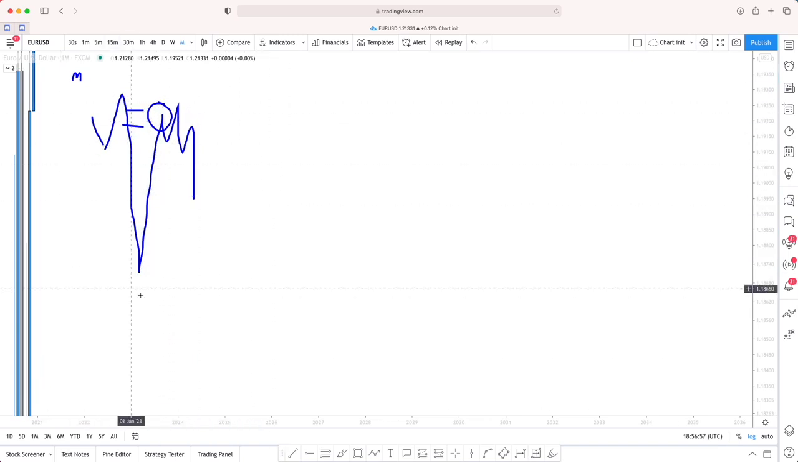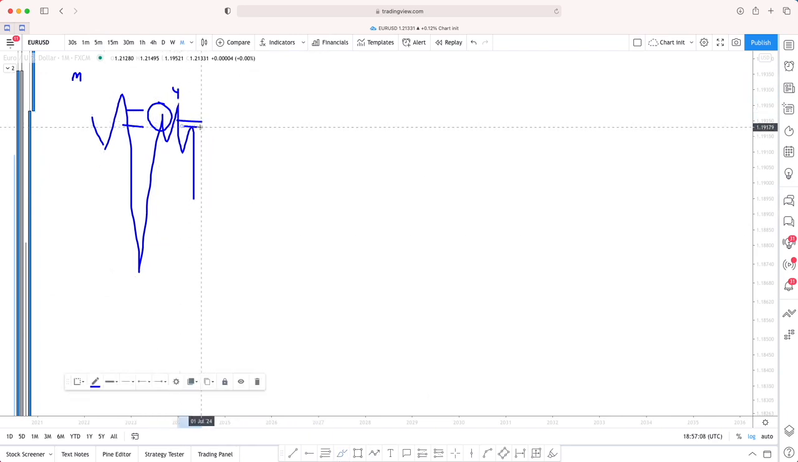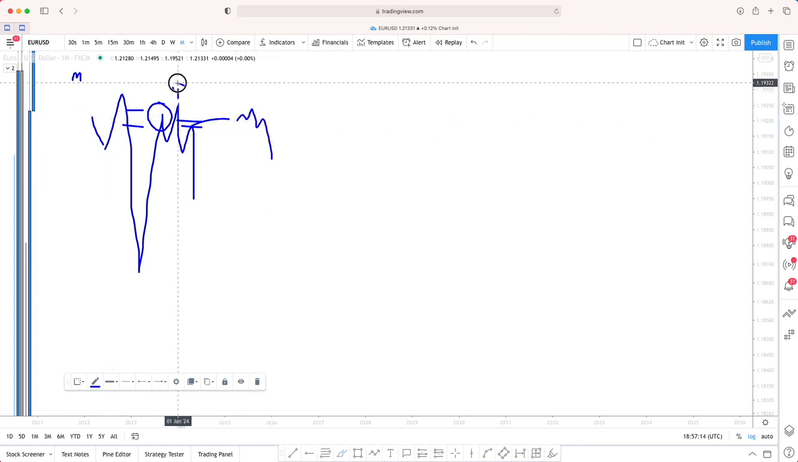So say you use a monthly POI, which is where price is now, and then say this is the 4-hour, and you've got an entry point here. You can do this again. You can look for your entry criteria again, and if you use the 4-hour, you can use the rule of 3 again. 1, 2, 3. You're going to use the 30-minute or the 15-minute for your entry.